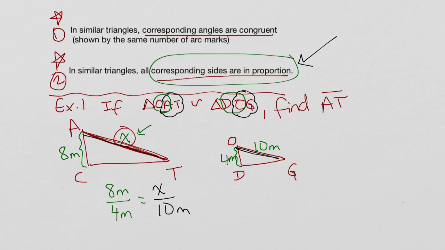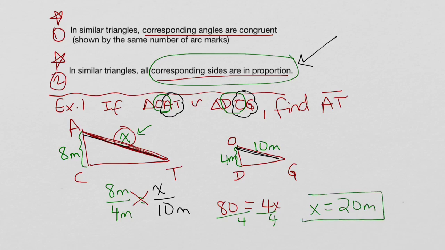Now in this case, you're going to want to cross multiply. So you get 8 times 10, which is 80, equals 4 times X. And then you're just going to go ahead and divide both sides by 4. And you'll get X equals 20, and remember, that's 20 meters. So that's the missing side AT.